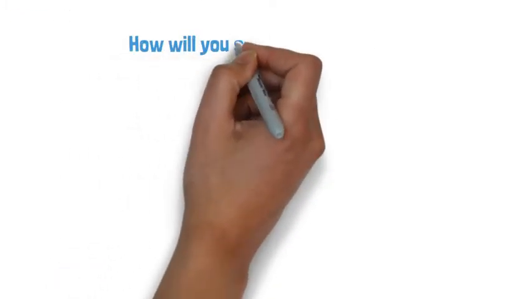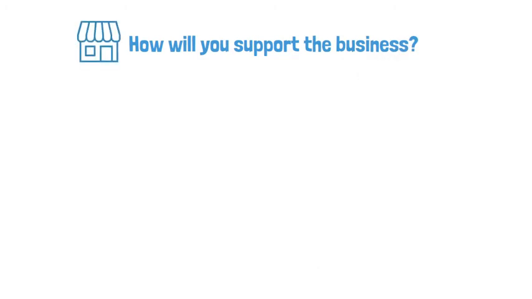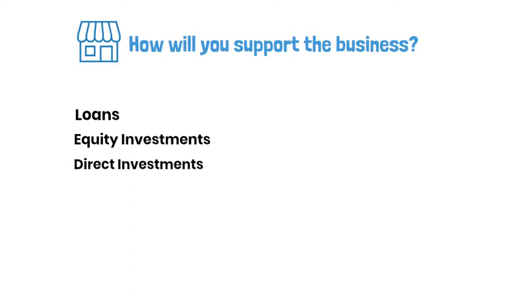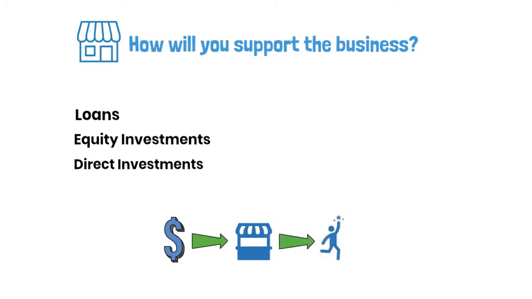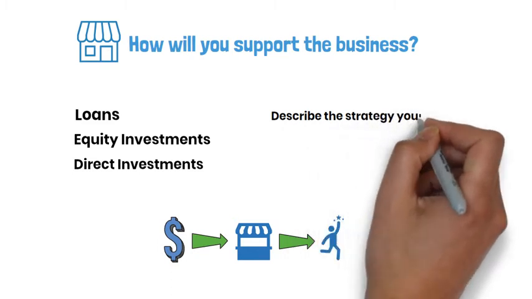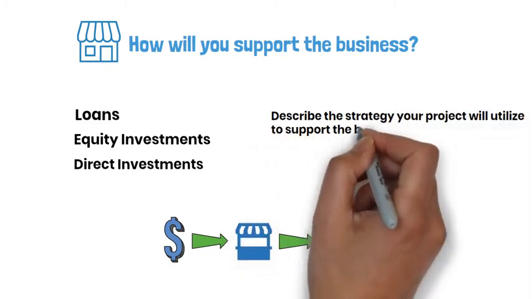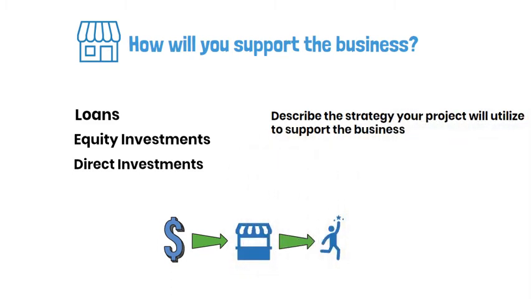Next, consider, how will you support the business? Projects can support businesses through loans, equity investments, and direct investments. Consider how the strategy you choose will affect the business. For example, how does the interest rate on the loan affect the business's ability to pay it back, and how does that affect other goals of your project? Make sure you are able to clearly describe the strategy your project will utilize to support the business.